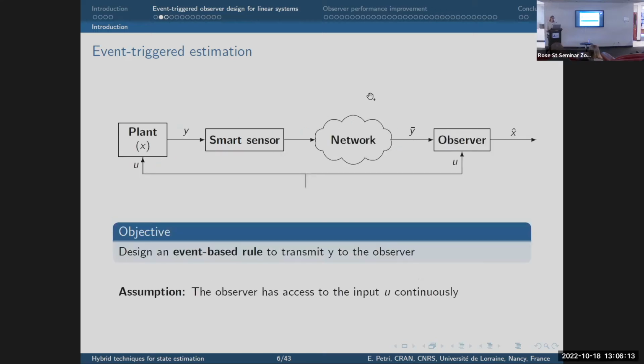In particular, in this work, we consider an event-triggered estimation problem, where our objective is to design an event-based triggering rule implemented by a smart sensor in order to decide when the output data Y need to be transmitted from the plant to the observer via the network. And we assume that the observer has access to the input U continuously.